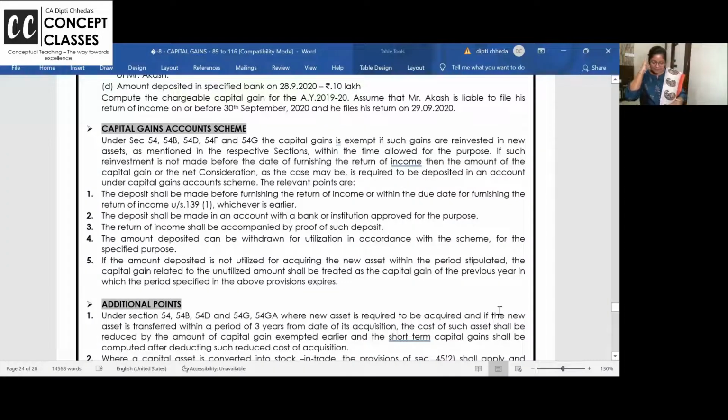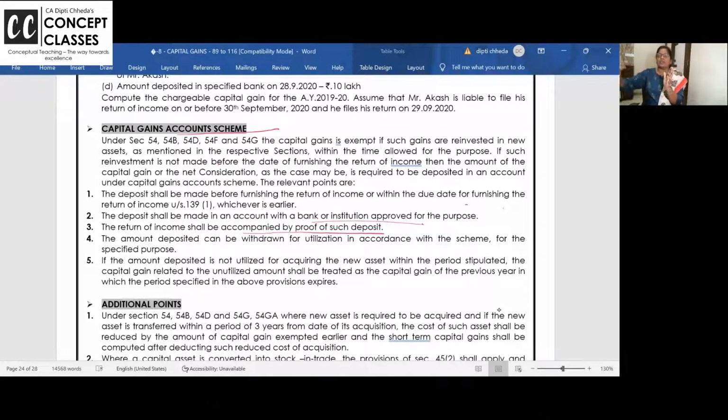तो हमने आज homework discuss ही नहीं किया, हमने सीधे exemption शुरू कर दिया. Yeah. So this is all about section 54. इसको एक बार पढ़ लेते हैं. What is CGAS? Under sections 54, 54B, D, F, and G, capital gain is exempt if capital gain is reinvested. If such reinvestment is not made before the due date of furnishing the return, the amount of capital gain or net sale consideration is required to be deposited in the CGAS scheme. Relevant points are: the deposit shall be made before furnishing the return of income, within the due date. The deposit shall be made in an account payee bank. Return of income will be accompanied with the proof. While filing the return, you give the proof.